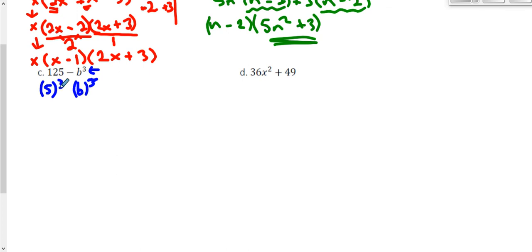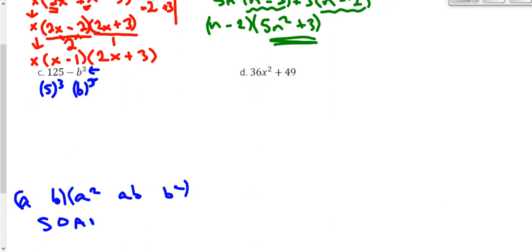And in order to factor it, I have to remember 2 things. I have to remember the pattern, and I'm going to write it down here. The pattern is A minus B times A squared, AB, B squared. And I have to remember SOAP, which stands for same, opposite, always positive. So this sign will be the same as my original, this will be opposite, and this is always positive.